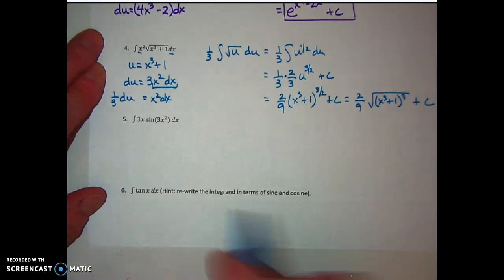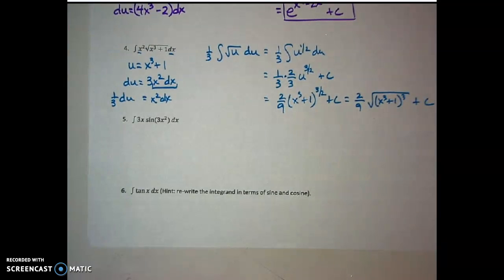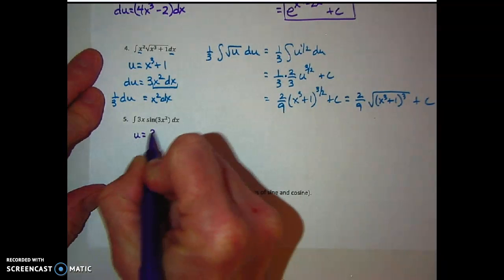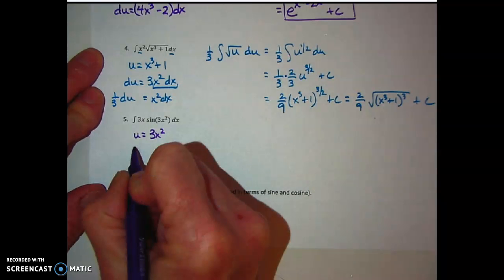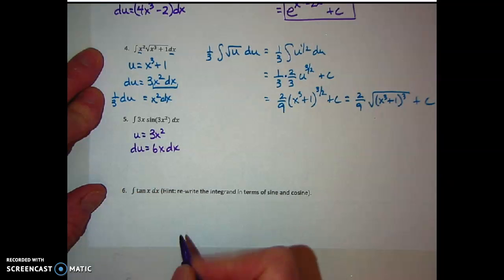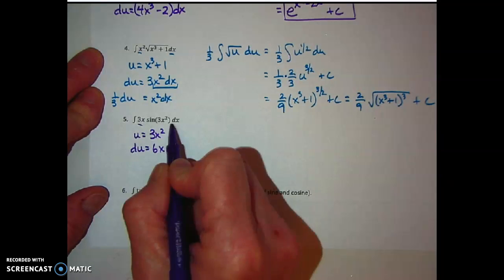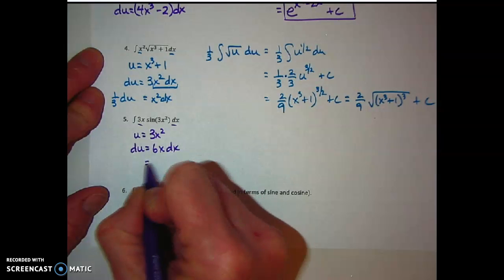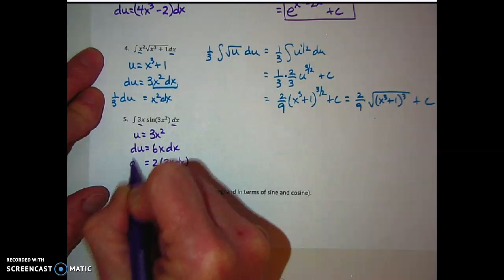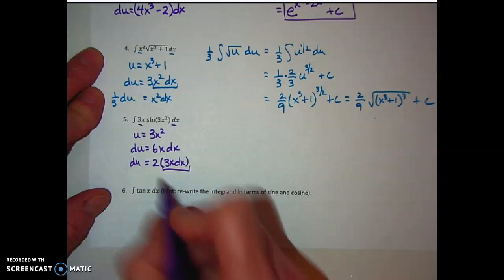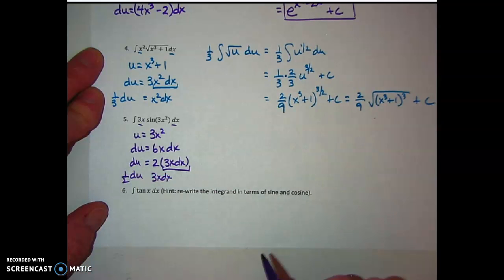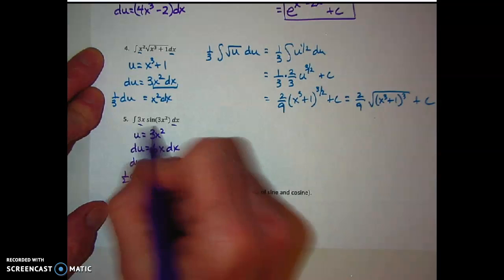And this example. Again, my inside function is going to be the 3x squared. So my du, the derivative of this, is 6x dx. Well, I have 3x dx, so I have 2 of these 3x dx's. So if I solve for 3x dx, it's going to be 1/2 du. And now I can do my substitution.